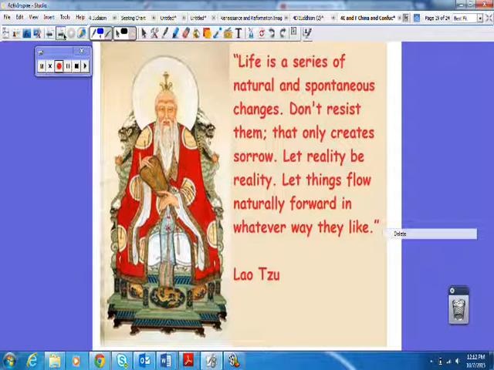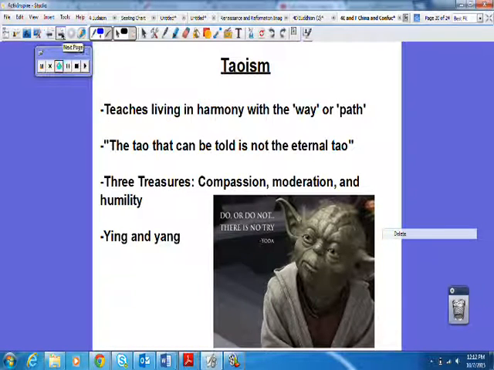Alright, moving on to Taoism. This is a guy named Lao Tzu. You might also see Lao Tzu. Taoism comes about right around the same time as Confucianism, roughly. And Taoism means living in harmony with the way or the path.